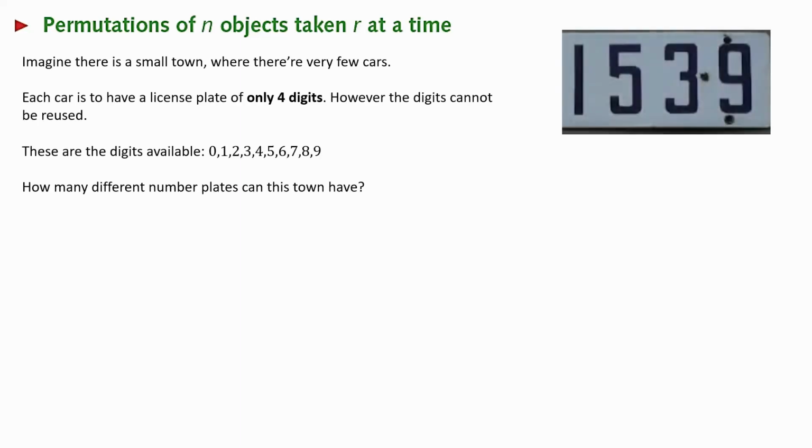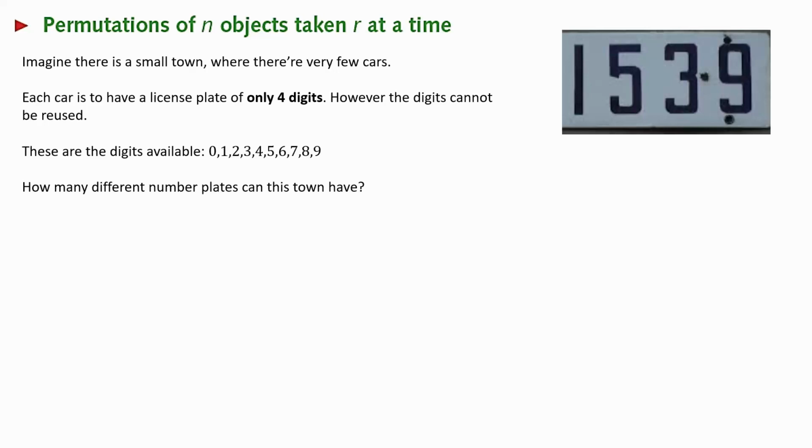So here we go. I want you to imagine this. If there is a small town where there are very few cars, and each car is to have a license plate. But the license plate can only have 4 digits, where the 4 digits cannot be repeated. So you've got 1, 5, 3, and 9, just as an example. They're not repeated, and in terms of the digits in our mathematical system, we only have 0, 1, 2, 3, 4, 5, 6, 7, 8, 9. So those are our digits. I want to make a 4-digit plate for this town. The question is, how many different number plates can this town have? Now I've got 10 digits to choose from, but I want to make arrangements of 4 only.